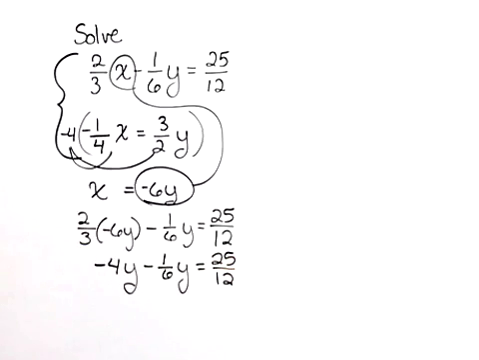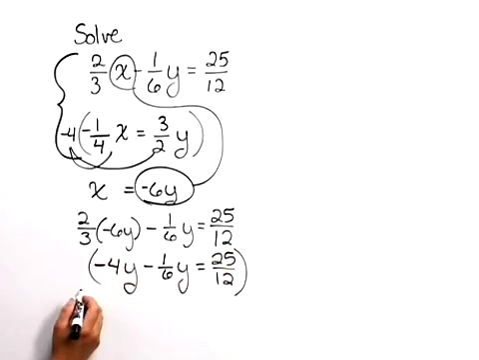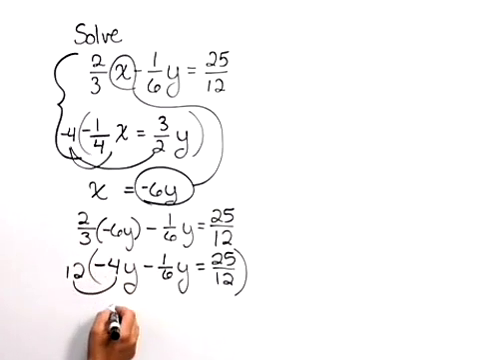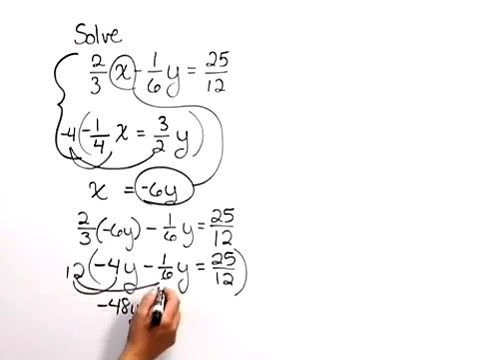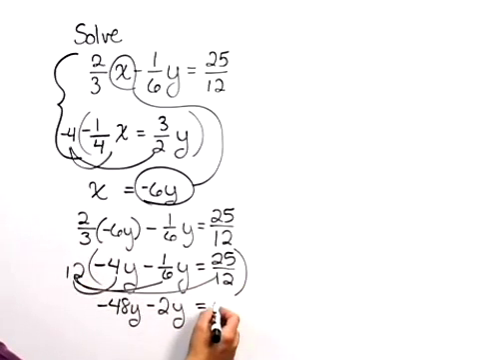Now I notice that I would love to get rid of my fractions if I could. It'll make it much easier. If I multiply everything by 12, since that's the common denominator, our fractions will go away. So we'll multiply everything by 12. 12 times -4y is -48y. 12 times -1/6y is -2y. And that equals 12 times 25/12, which is 25.